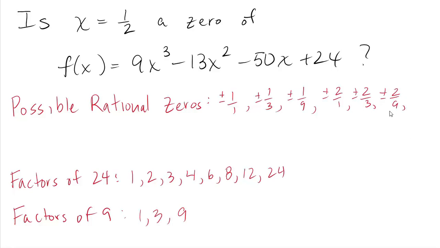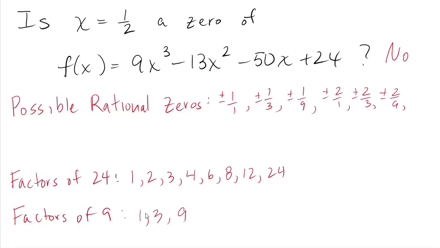Now I'm going to continue making the list here, but let's go back to the actual question. The question is, is x equals 1/2 a zero of this polynomial? We can immediately see that it's not. There's no way to make a fraction equal to 1/2 by taking a number from the first list and putting it in the numerator, and taking a number from the second list and putting it in the denominator. We can already answer this question. The answer is no. But as an exercise, let's continue listing all of the possible rational zeros.